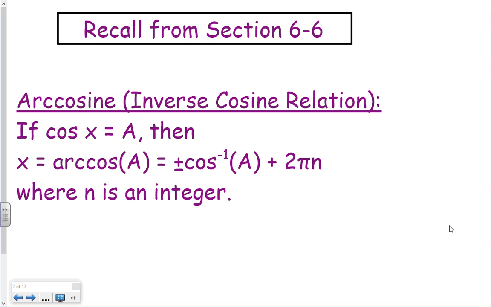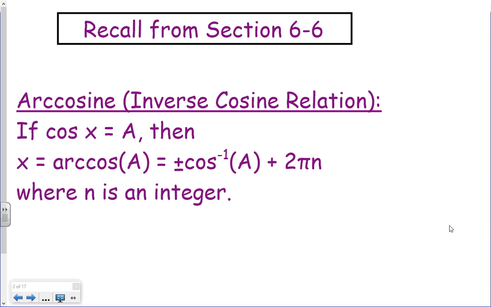So we defined this function arccosine. So from now on, to solve or rewrite a problem that starts out with cosine of x equals a, we said we're going to write x equals the arccosine of a. And then we defined arccosine of a in terms of cosine inverse, but it was plus or minus cosine inverse, so we have two solutions there to consider.